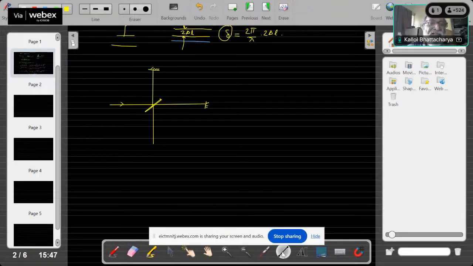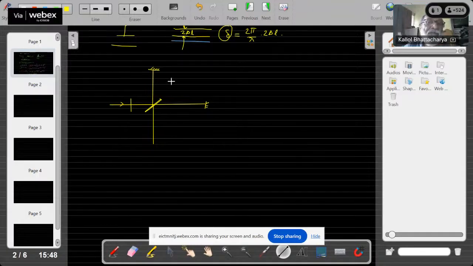So the wavefront is something like this. Now I'm drawing the wavefront. Remember, wavefront is the surface on which the phase everywhere is the same. Any point on the wavefront has the same phase. In other words, they have reached the wavefront surface from the source at the same instant of time. They have the same phase.